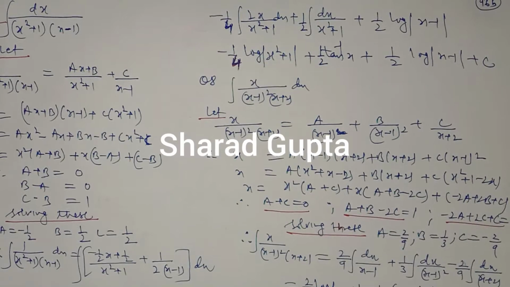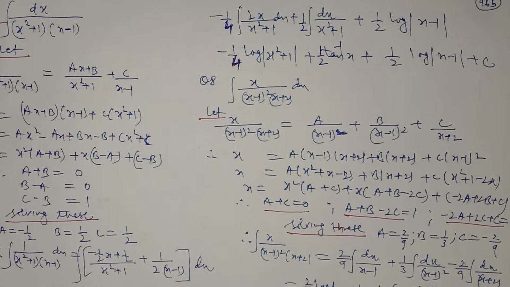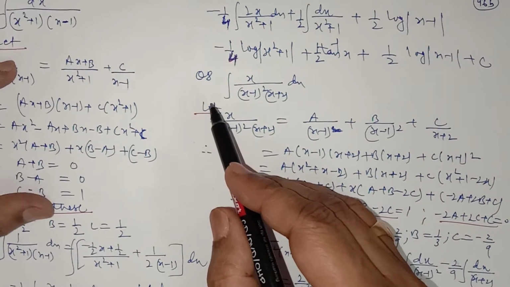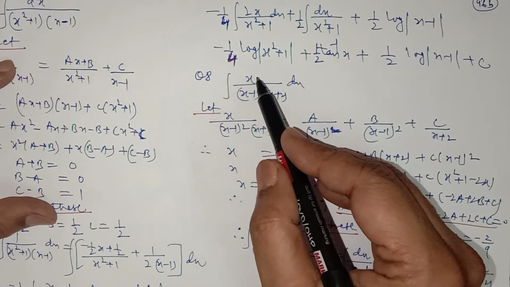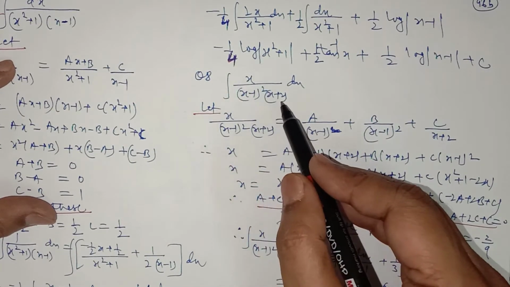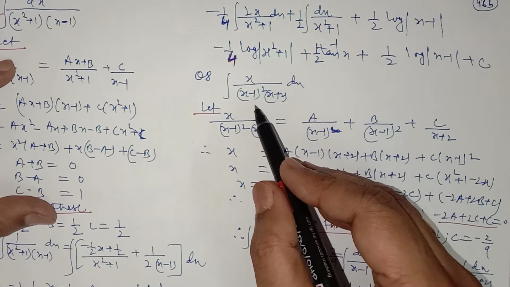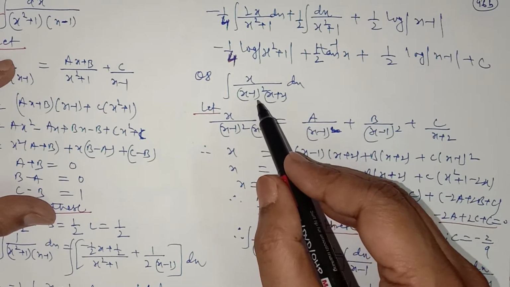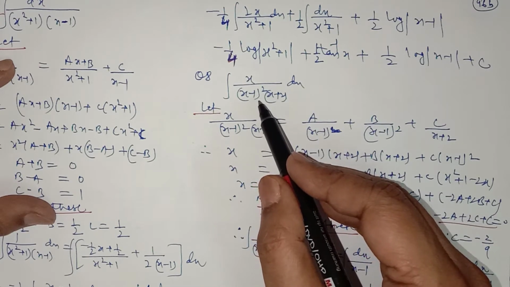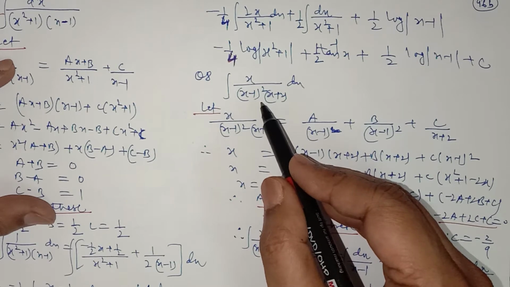This is lecture number 11 for class 12th, and we're discussing integration by partial fractions. We have done up to question number 7 of the exercise 5th. Now I'm taking question number 8, which is the integration of x upon (x minus 1) whole square (x plus 2) with respect to x, and this is the partial fraction of the second type, in which we have a whole square in one of the factors.